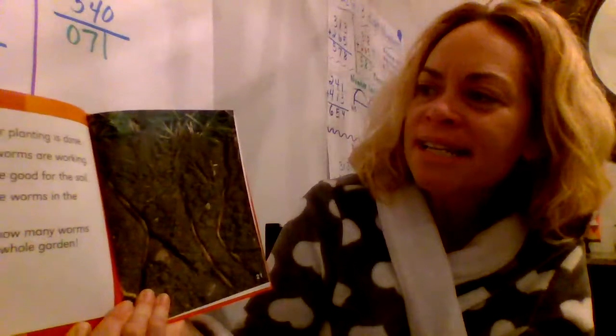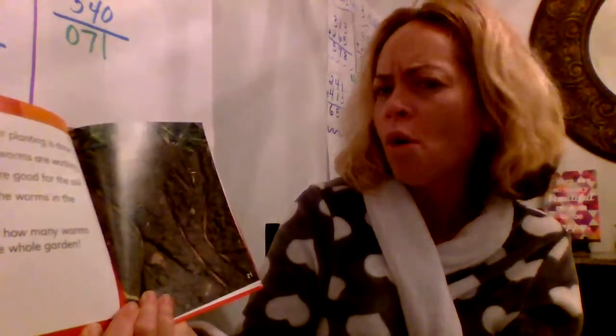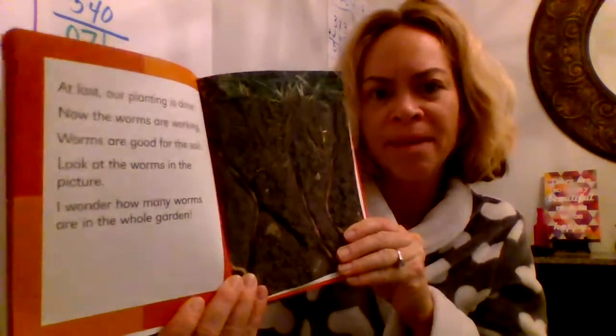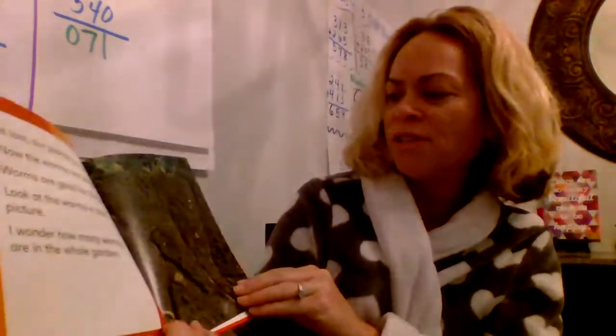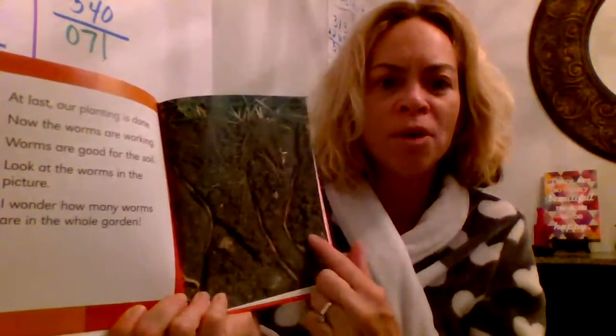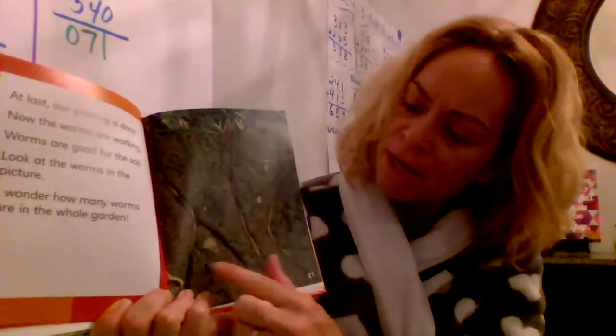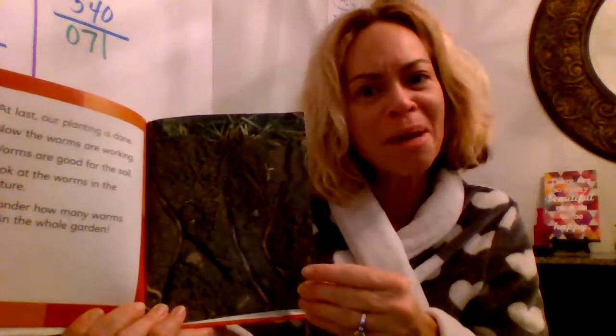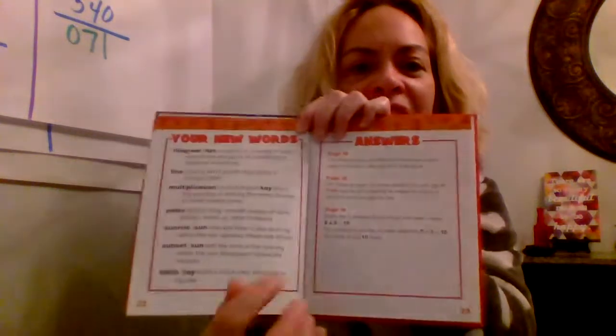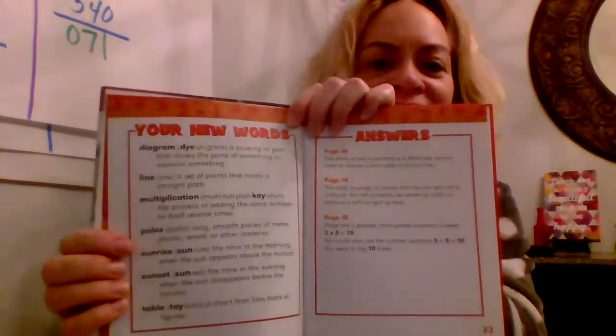At last, our planting is done. Now the worms are working. Worms are good for the soil. Look at the worms in the picture. I wonder how many worms are in the whole garden. When you wonder about how many or how much something is, you're kind of estimating. So look in this small spot here. How many worms are there? So estimate how many worms would be in a garden. We'll talk about that. And then in the back, you have your glossary of new bold words that you learned.